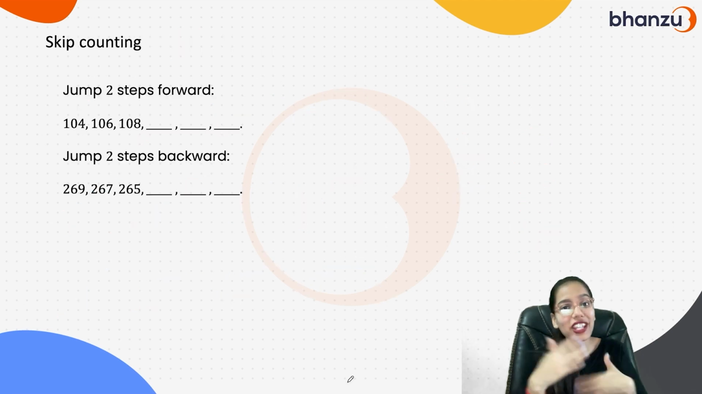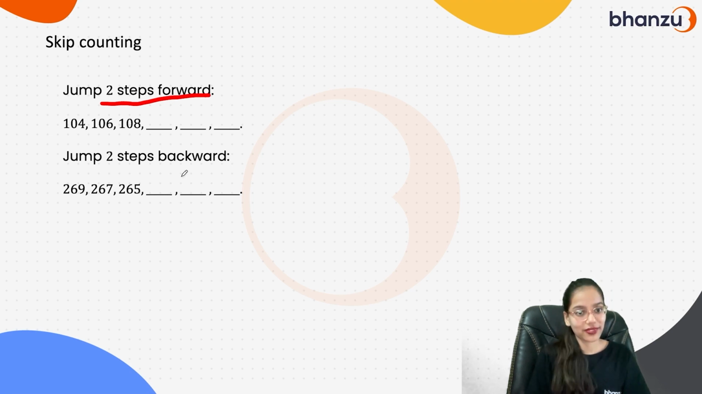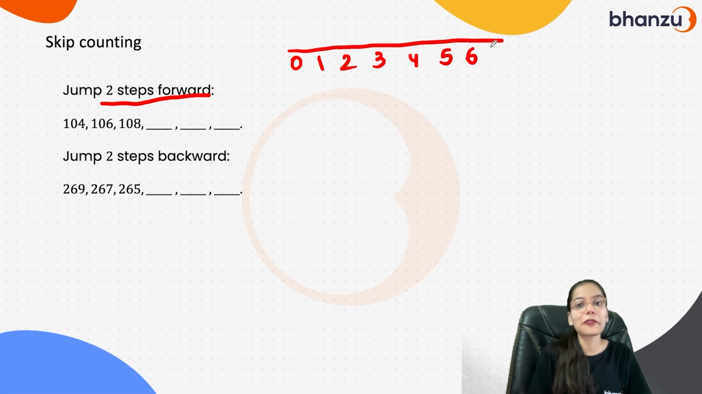So we have to skip a few numbers while we are counting instead of counting continuously. So here it says jump 2 steps forward. Okay, that means if you visualize a line of numbers, right? If you have 0, 1, 2, 3, 4, 5, 6, all of them on a big road, then you have to skip 2 numbers and count. Okay, so it says jump 2 steps forward. So if you're at 0 and if you jump 2 steps forward, what happens? From 0 you move to 1, from 1 you move to 2. So you write down the 2.